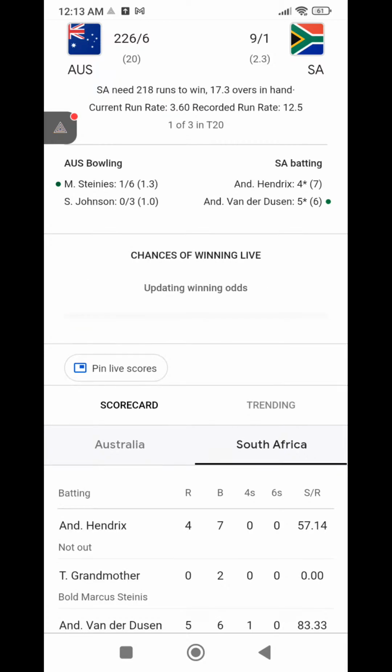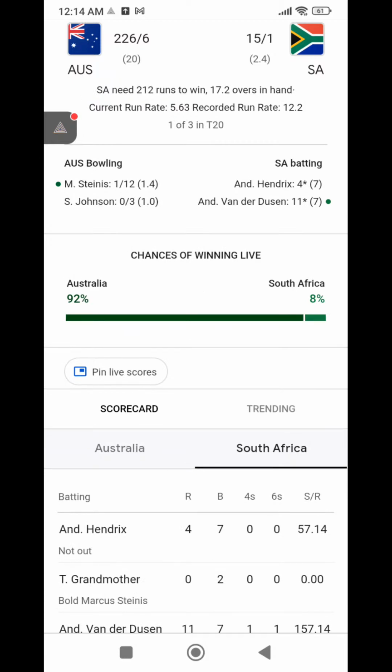So 9 for the loss of 1 wicket in 2.3 overs. Afghanistan was defeated by Pakistan in the three-match ODI series, but in the second match it's very unfortunate that Afghanistan failed to restrict Pakistan below 300 runs.